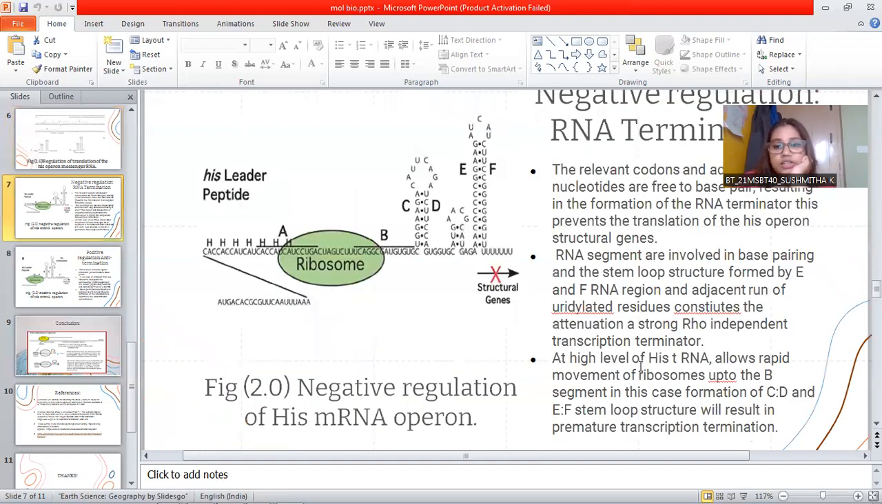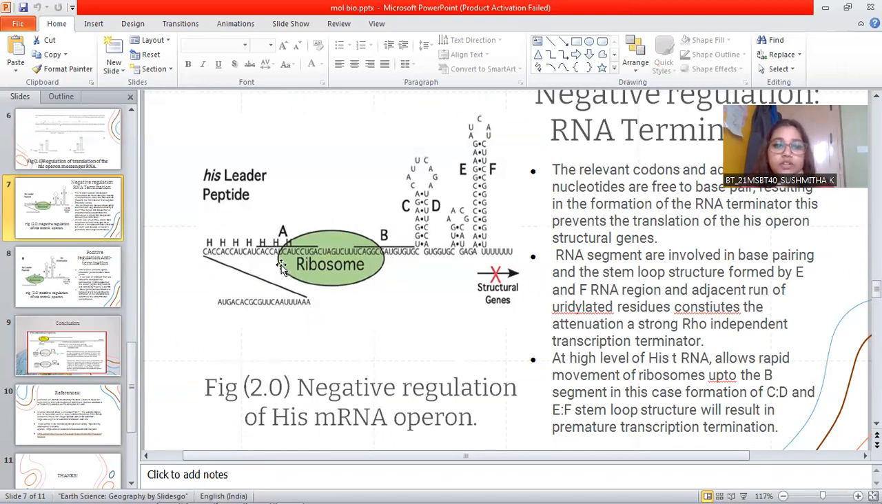Okay, so let's get on to the negative regulation of the operon. So as I told before, the operon has a 16 residue sequence, which synthesizes the A region, that is the 7 histidine molecules. So basically it's the same process that I told in attenuation that happens in negative regulation.